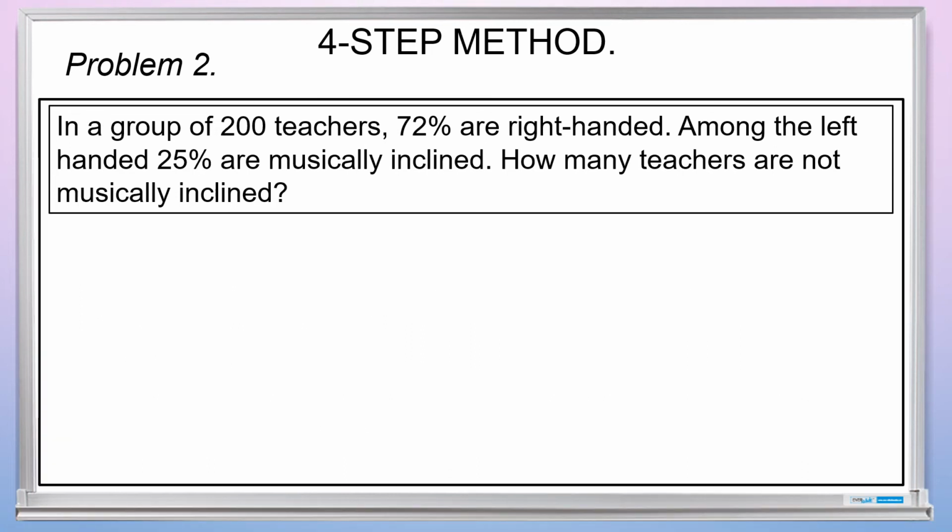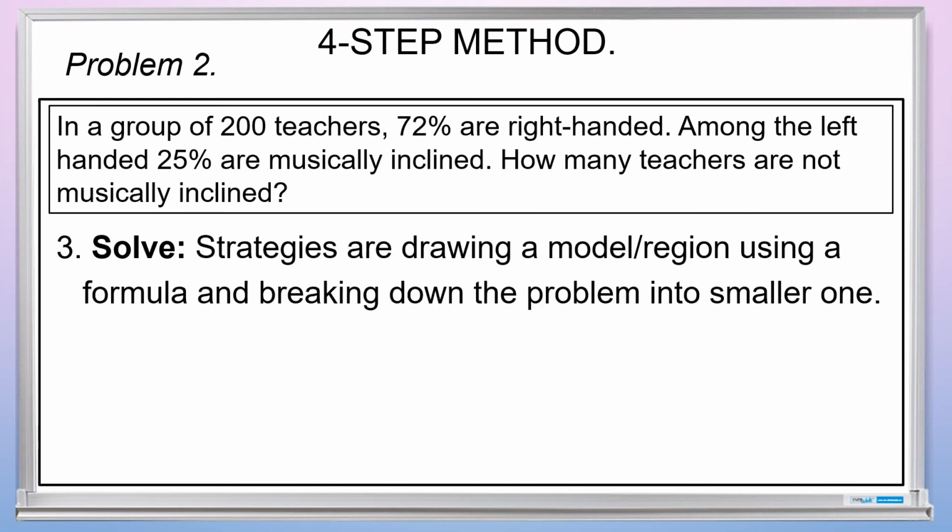The next step is solve. And there are three strategies to solve the problem. These are drawing a model or region, using a formula, and breaking down the problem into smaller ones. First, I am going to draw the model that represents 200 teachers, which is also 100%.